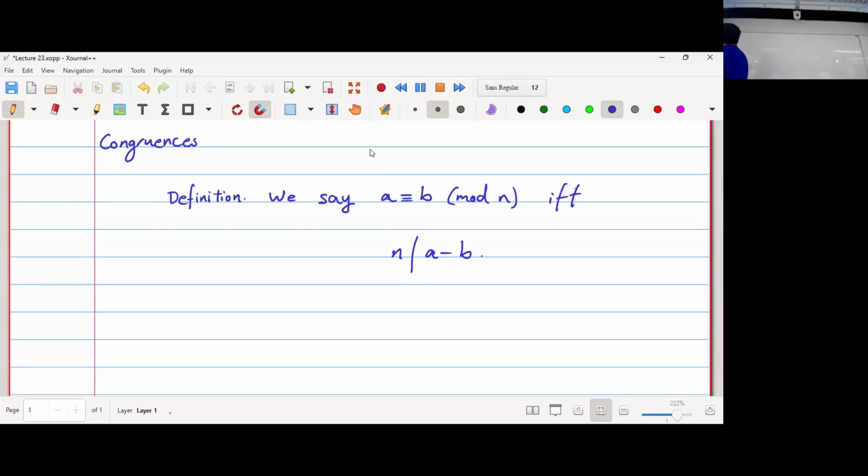Now, because I'm lazy and because it takes too much energy to do 3 lines, I sometimes just write it like this: A equals B modulo N. I write equal, I say equal, I mean congruent. The other thing is sometimes I write A is equal to B modulo N. This is the same thing. Again, it's just me being lazy and not wanting to write all of this.